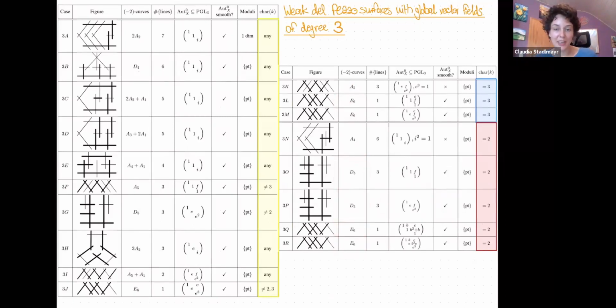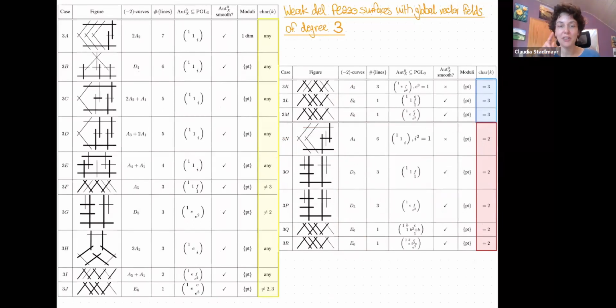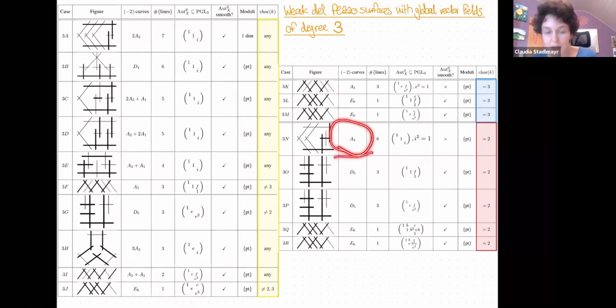This is the same phenomenon as before, but now let's have a look at this special case, the A4 -2 curve configuration, because this case does not occur in characteristic 0. Here you see there's no A4 -2 curve configuration, but you have this one in characteristic 2. And you also see that the connected automorphism scheme is non-reduced and finite.